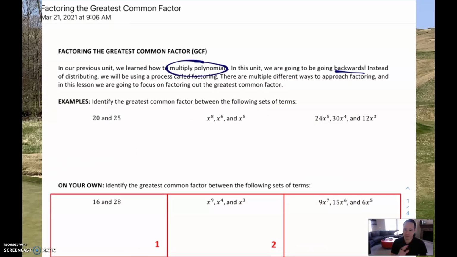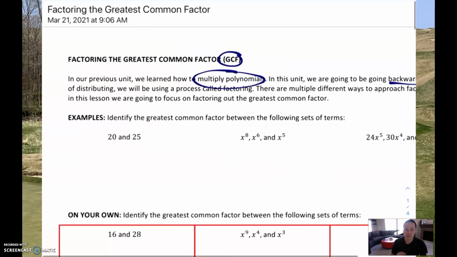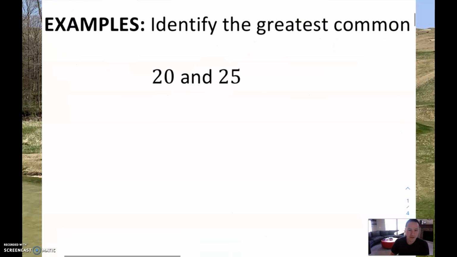And there's a bunch of different methods and ways to approach factoring. It completely depends on what the problem is giving to you. But we're going to focus this one on what's called the greatest common factor, the GCF. We're looking for the biggest thing, the greatest, that they have in common, common factor. So the biggest thing they have in common. And let's start with a couple examples.